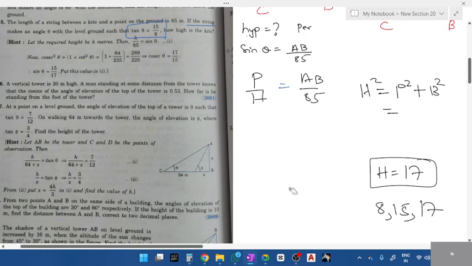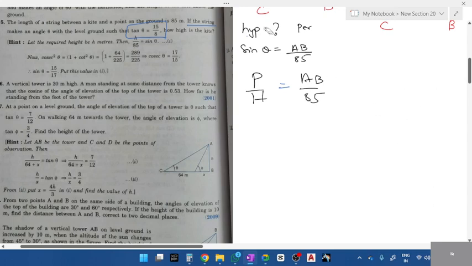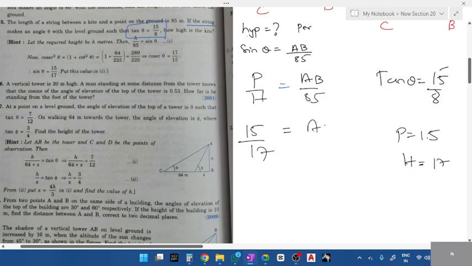All of you understood this concept? Is it clear? Reply, students. Did you all understand? Here, okay. What is perpendicular? We have tan theta equals 15 by 8. 15 is perpendicular and hypotenuse we got as 17. What's the answer here? 15 divided by 17 equals AB divided by 85. If you want to find AB, which one gets multiplied? 15 into 85 divided by 17.